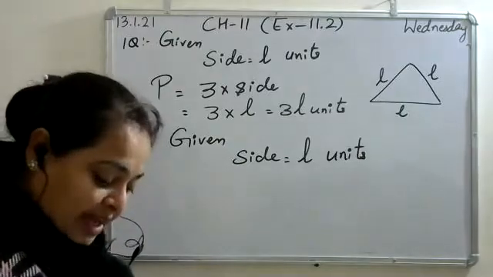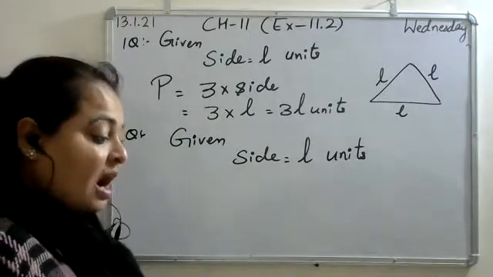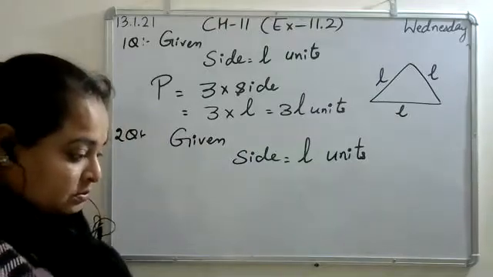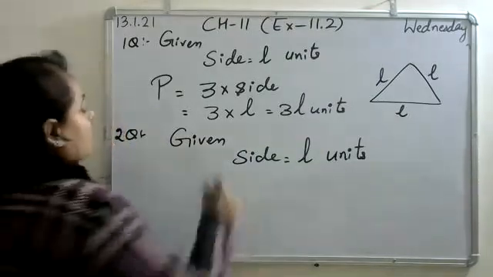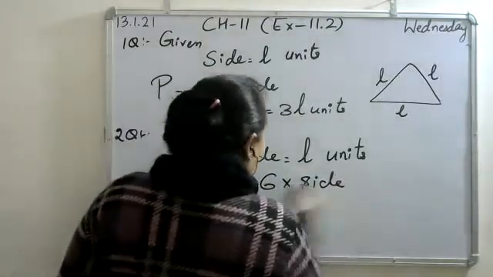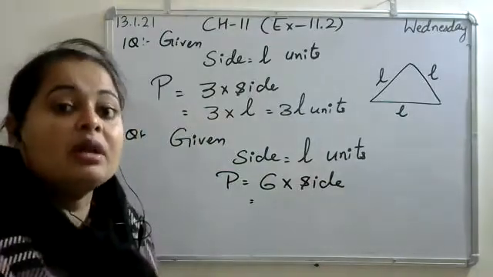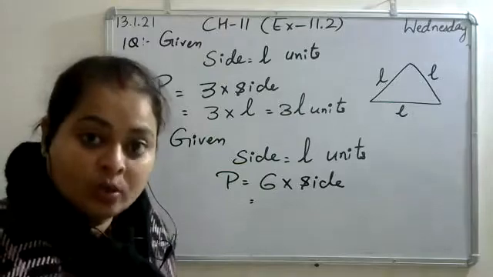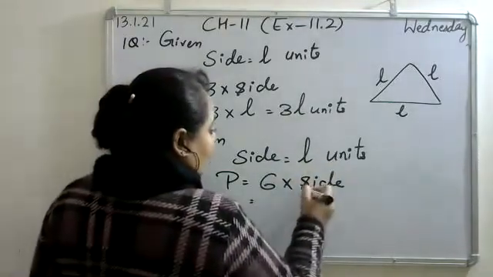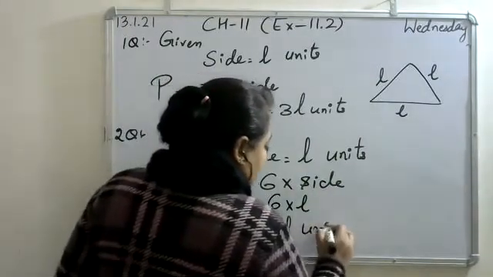As the question is based on a regular hexagon, my dear students, how many sides are there in a regular hexagon? Yes, very good, Suhana, 6. So perimeter is 6 multiplied by side because the hexagon is regular. Regular means all the sides are equal. So 6 multiplied by side. Now put the value of side, 6 multiplied by L, and you will get 6L units.